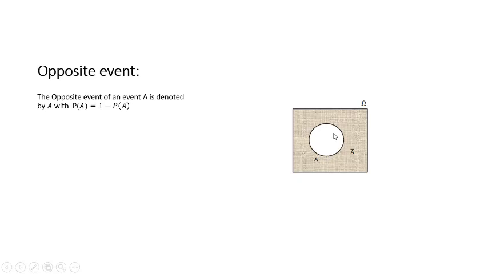The opposite event is the opposite of event A. Suppose that event A is that the number 5 appears; event A bar is that the number 5 does not appear. Or for example, event A is that we draw a red ball; event A bar is that we don't draw a red ball, the selected ball is not red. The probability of A bar equals 1 minus the probability of A. This is very important, and we're going to use it this year.